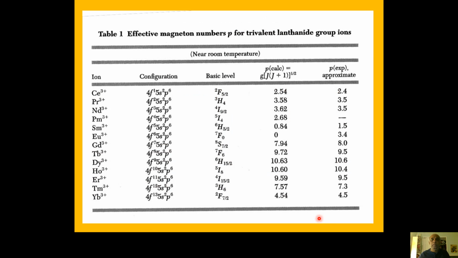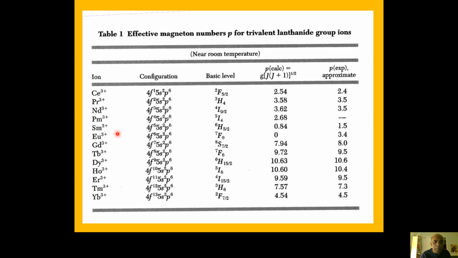So now if you look at this figure here, this shows you the p value. What is that p value? G squared J(J plus 1) is P squared, then P is G times the square root of J(J plus 1). So now if you look at different ions, mostly these rare earths, you can see their electronic configurations. This is the spectroscopic notation. So you can calculate your p-value for these ones. If you know capital J and G, you can calculate your p-value.